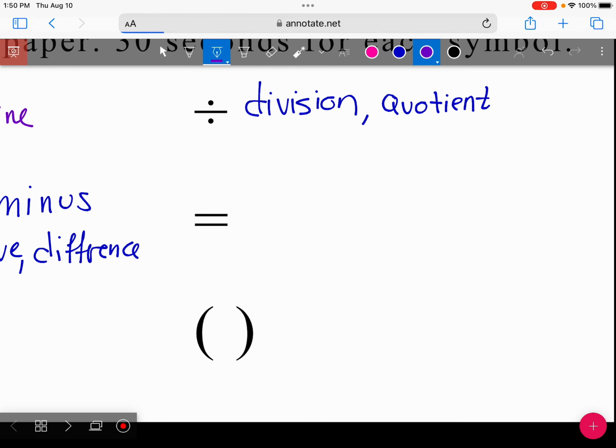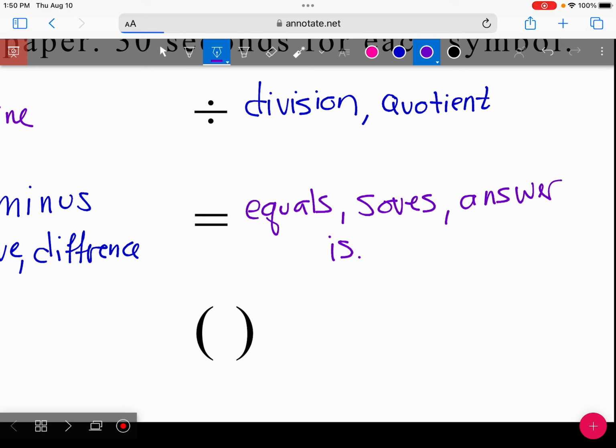And we've got our equals, solves to, the answer, on here. One that a lot of people don't think of, but we use almost every time we talk about it. Like the product of 5 and 3 is 15. What word in there meant equals? Is. It is 15. It equals 15.